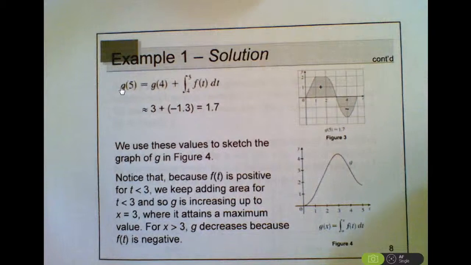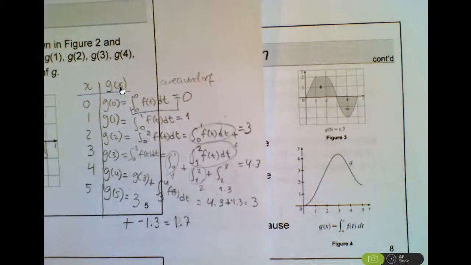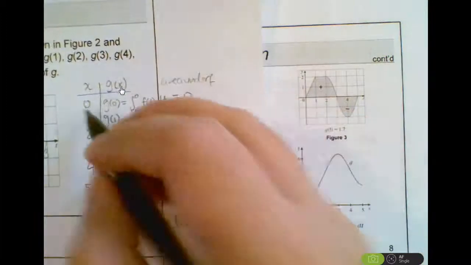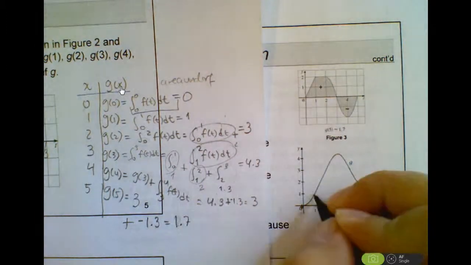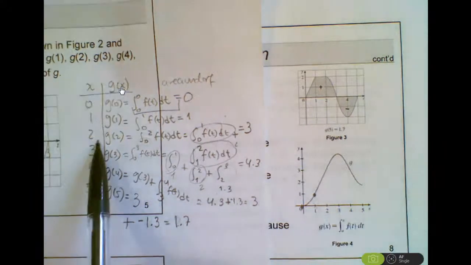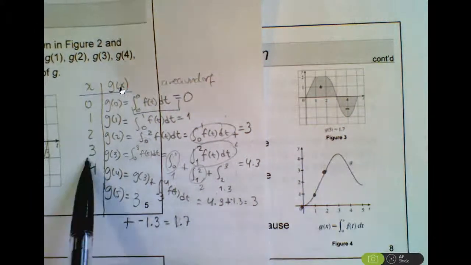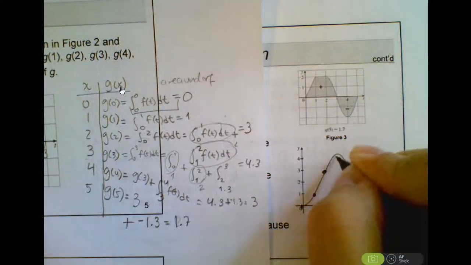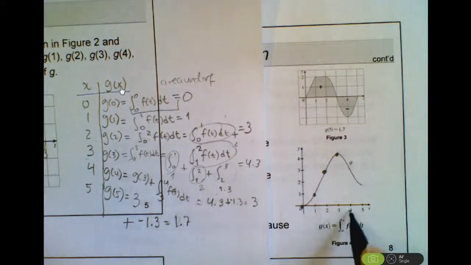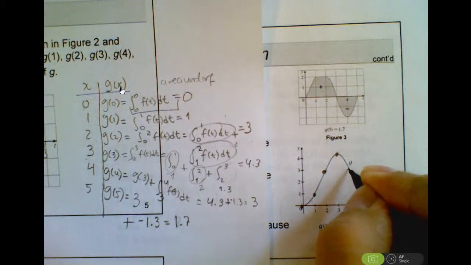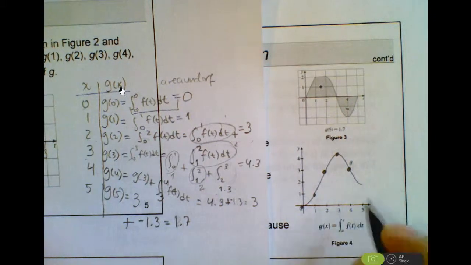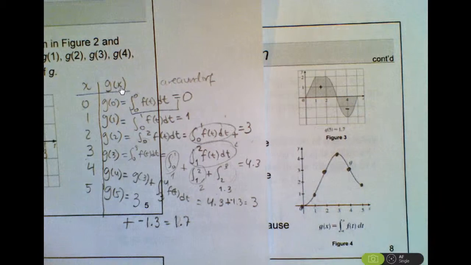Now, from our beautiful table of values, we do have some points about g. G of 0 is 0. G of 1 is 1. So that point is there. G of 2 is 3. And that's right there. G of 3 is 4.3. G of 4 is 3 again. And G of 5 is 1.7.